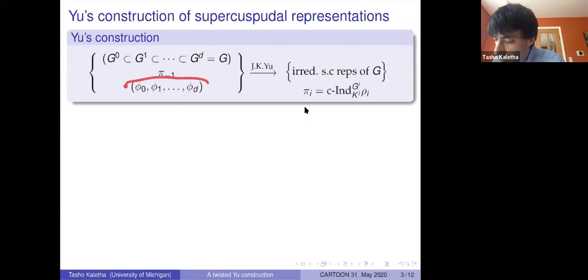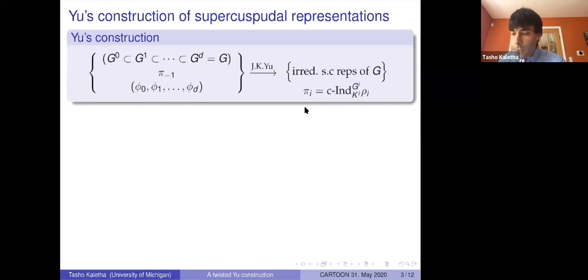And then there is a sequence of characters, phi 0 to phi d. Each phi I is simply a linear character, a group homomorphism, on the corresponding group GI, valued in the multiplicative group of the complex numbers. And there are a few conditions that I don't want to spell out, which these data are supposed to satisfy. But out of them, Yu's construction produces an irreducible supercuspidal representation.